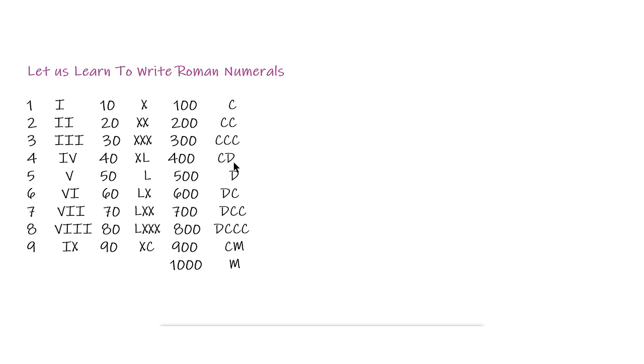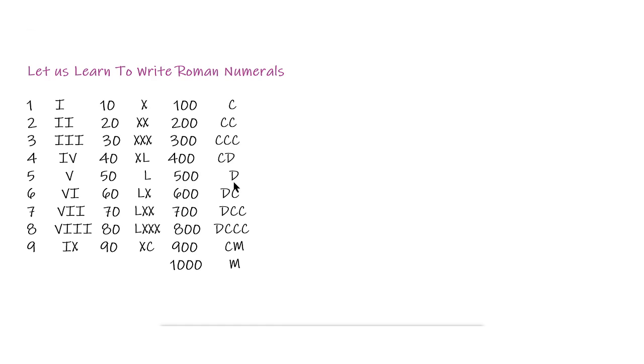400 is CD. C is written to the left of D, and D is 500. So 500 minus 100 is 400. So 400 is written as CD.